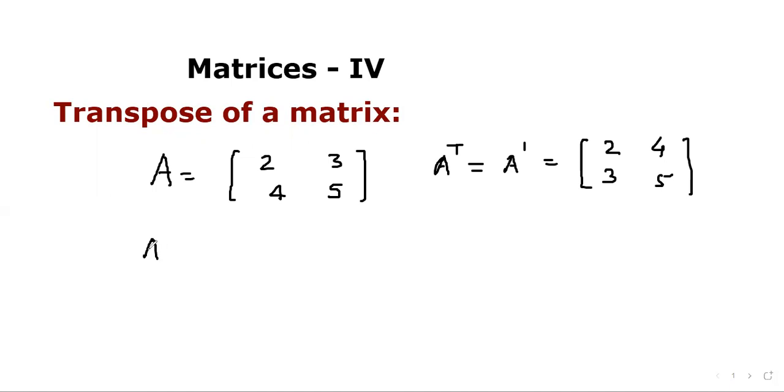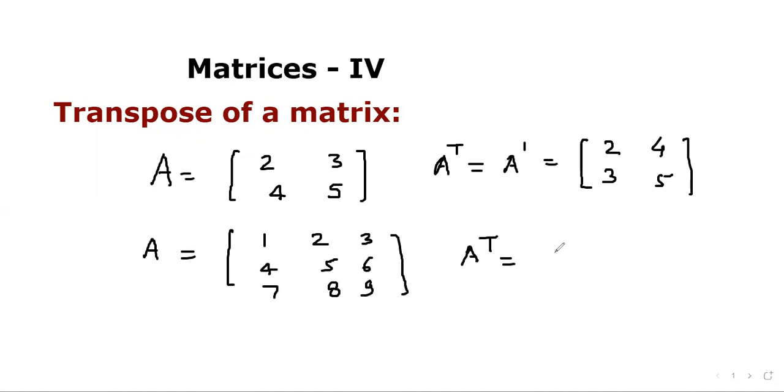Take another example. Suppose A equal to 1, 2, 3, 4, 5, 6, 7, 8, 9. If we write A transpose, A dash equal to 1, 2, 3, 4, 5, 6, 7, 8, 9. Here the row is 1, 2, 3, and that row has become a column 1, 2, 3. Then 4, 5, 6 and 7, 8, 9 likewise.